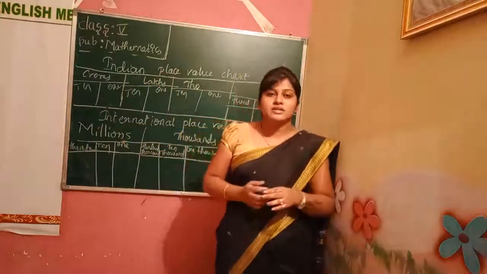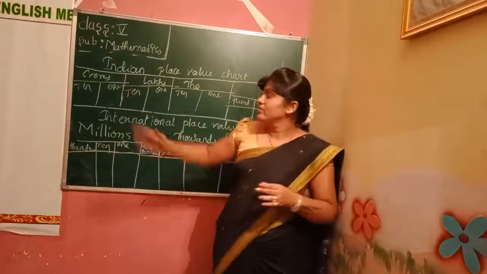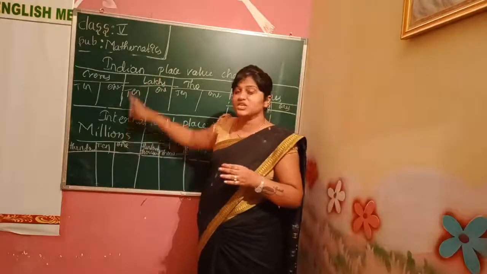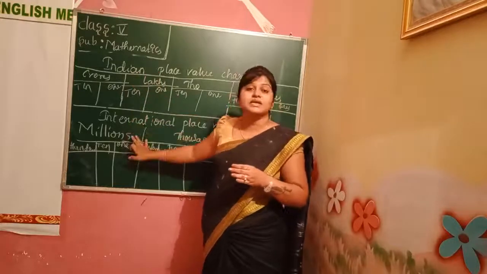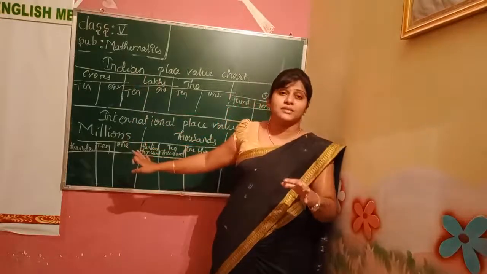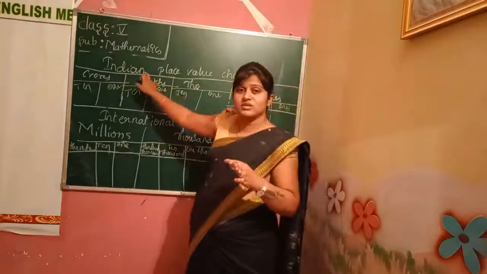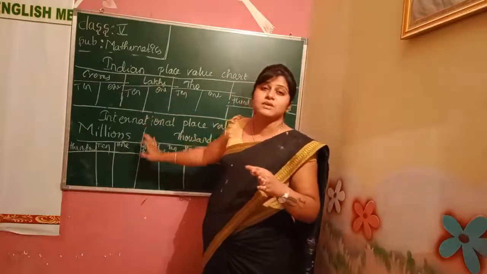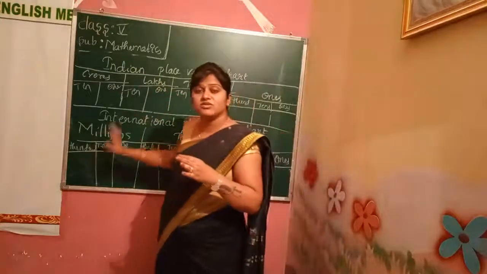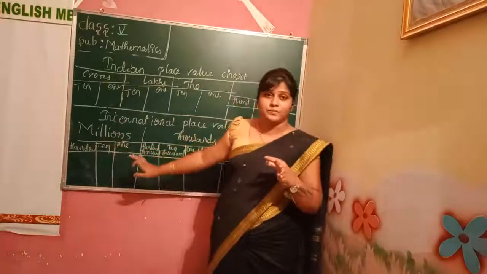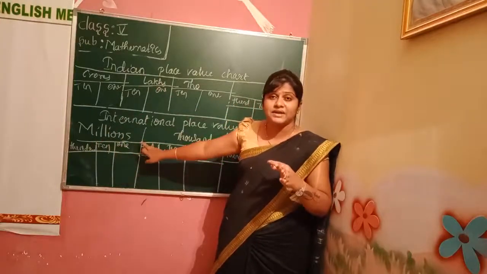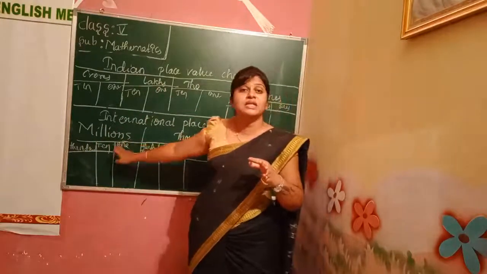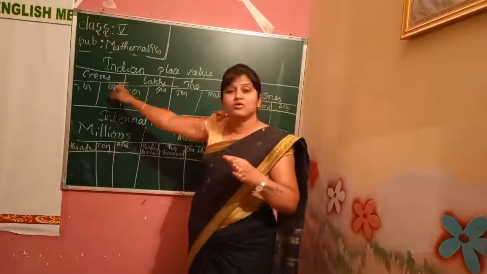The difference you understood now? The place value, Indian and international. The difference between the Indian and the international. First you have to learn the Indian place value system and the international place value system. In the international place value system we use the word million. The million we use. But here we use crores and lakhs.